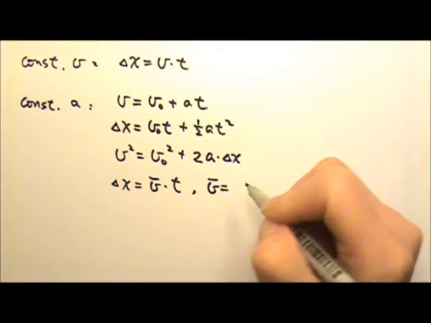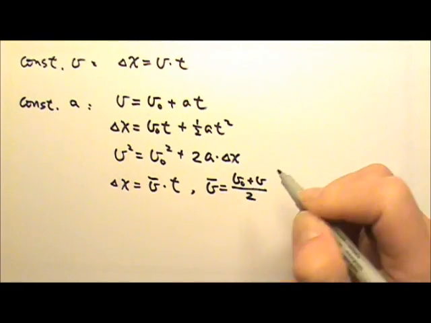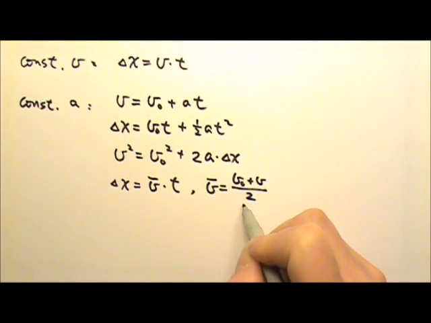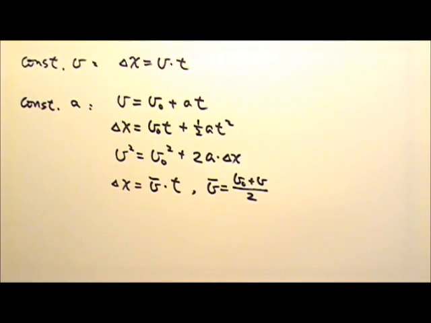The average velocity is initial plus final divided by 2. So the average velocity is the average of the initial and final velocities. And this is not always true. This is just for constant acceleration motions. But this one is always true because this one is from the definition of average velocity. The average velocity is always delta x over t.